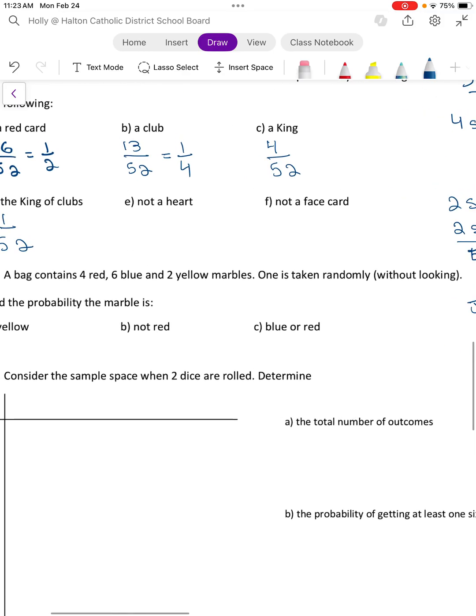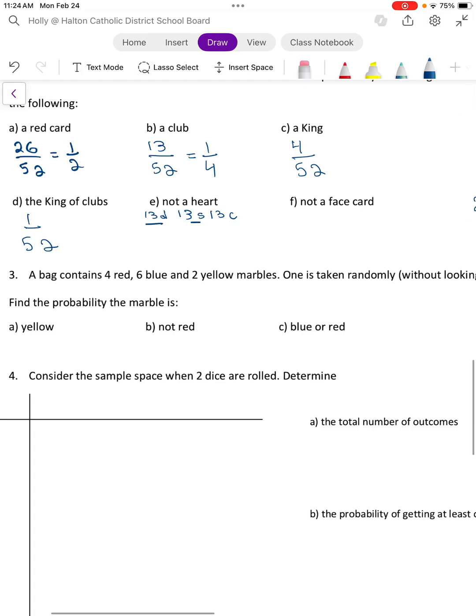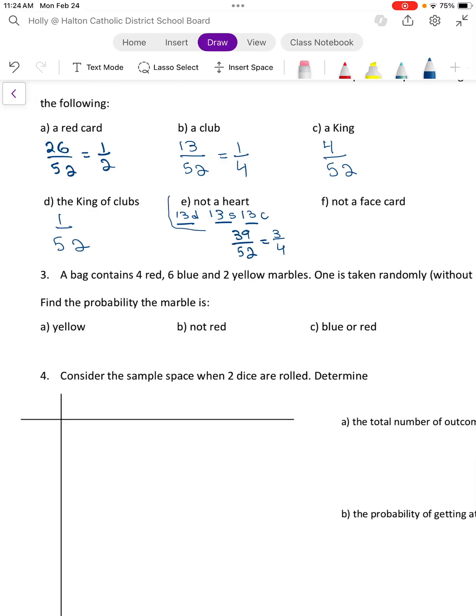The probability of not a heart. There are 2 ways you can do this. Either way is okay, but if I think of it, I have 13 diamonds, 13 spades, and 13 clubs in total. And I'm not including the hearts because it wants a not heart. So basically heart complement, heart not, would be 39. If I add them all up, 13 plus 13 plus 13 would be 39 out of 52, which is 3/4.